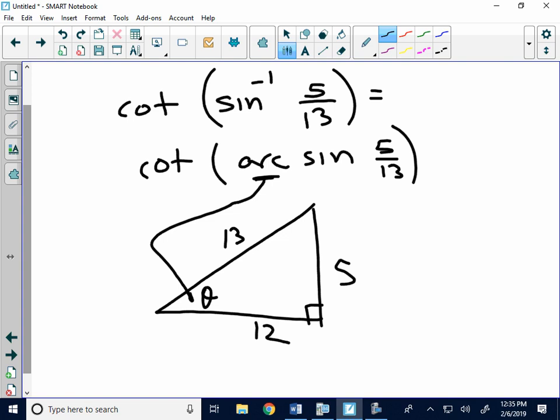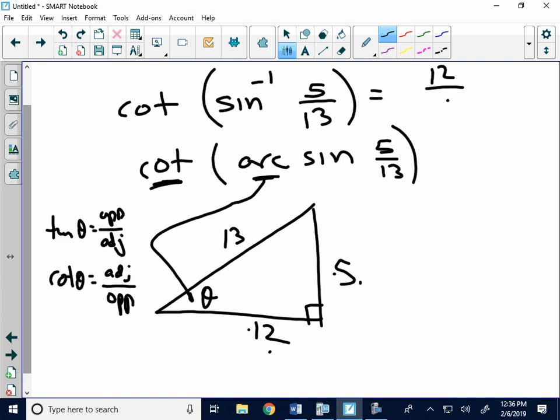And the cotangent of that angle, let's see, the tangent of the angle was opposite over adjacent. So that would have been 5 over 12. So the cotangent would be adjacent over opposite, which would be 12 over 5. Done. Okay, not too bad. As long as everything's positive, we're in the first quadrant, no negatives to worry about.